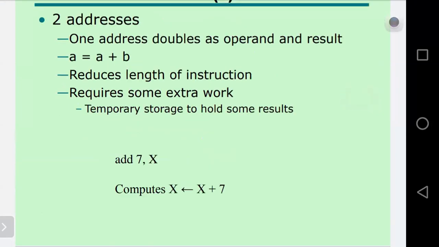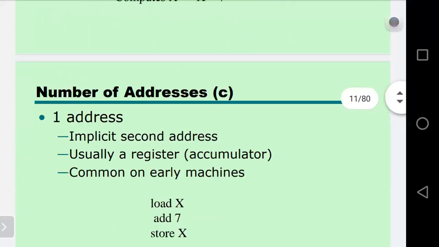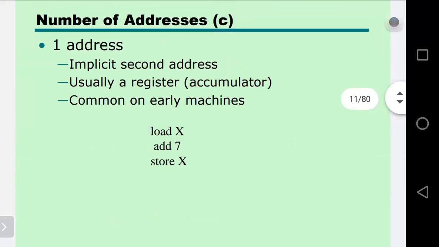So it reduces the length of the instruction, less operand required, right? And we can perform the same operation. Instead of two addresses, we can use one address. Like first we load a value into the accumulator. The accumulator holds the value. Then we load a second value and add it with the accumulator value. The accumulator holds the result.